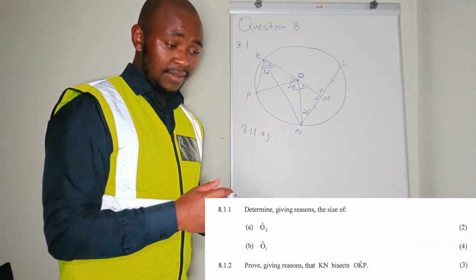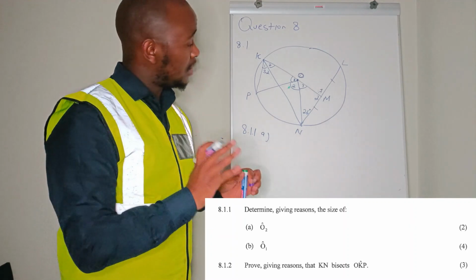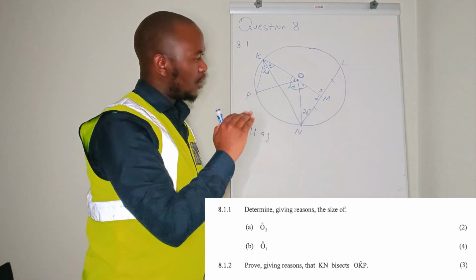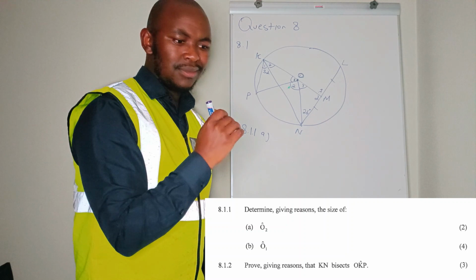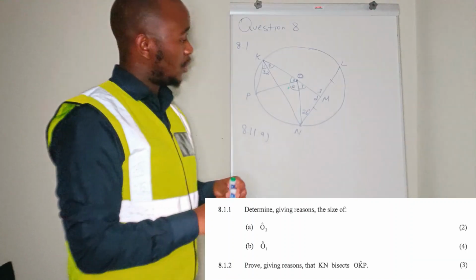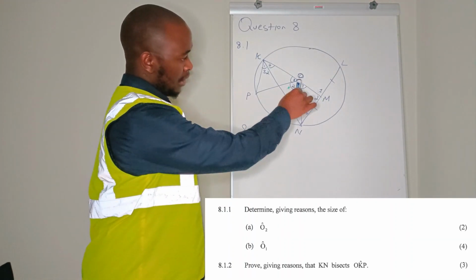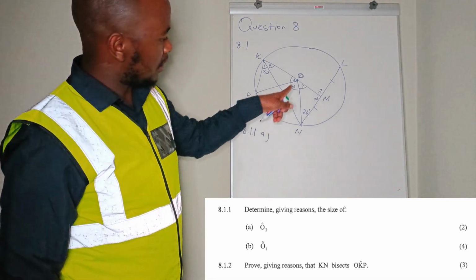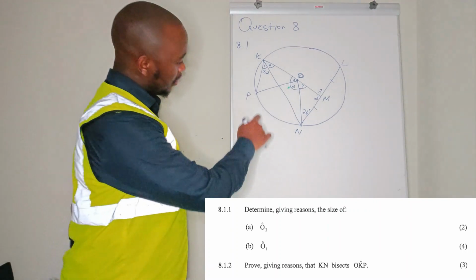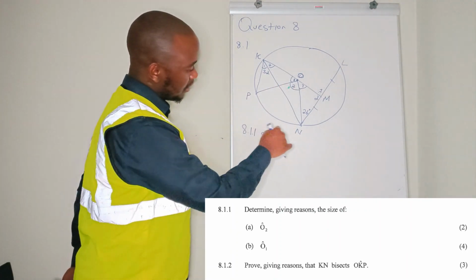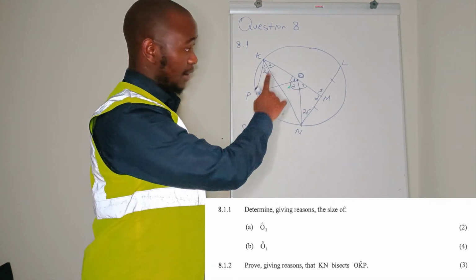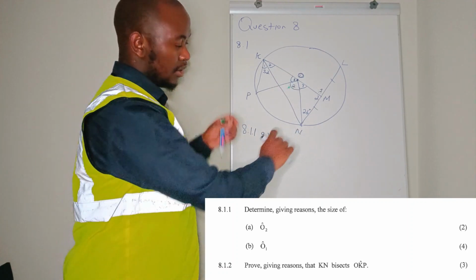Like I said at the start of the video, please be awake when dealing with circle geometry. So when looking at O2, you must look at the things that make up that angle. There's this line here, and then there's this line here. These lines intersect the circle at N and P. And you see that the angle is subtended by this part of the circumference of the circle, so a portion of it.